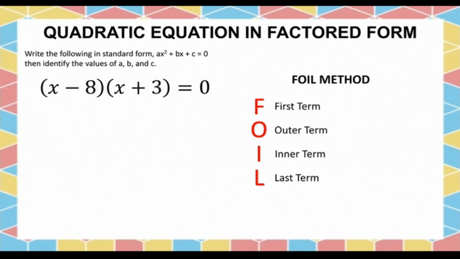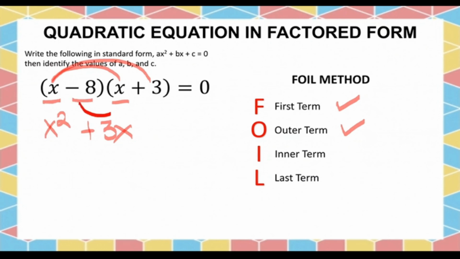Example number 4. Again, we're going to set this equation to standard form by applying FOIL method. So we have x times x, the product is x squared. Next outer term, x times positive 3, that is positive 3x. Next inner term, negative 8 times x, that is negative 8x. And lastly, the last term, negative 8 times positive 3, we have negative 24.